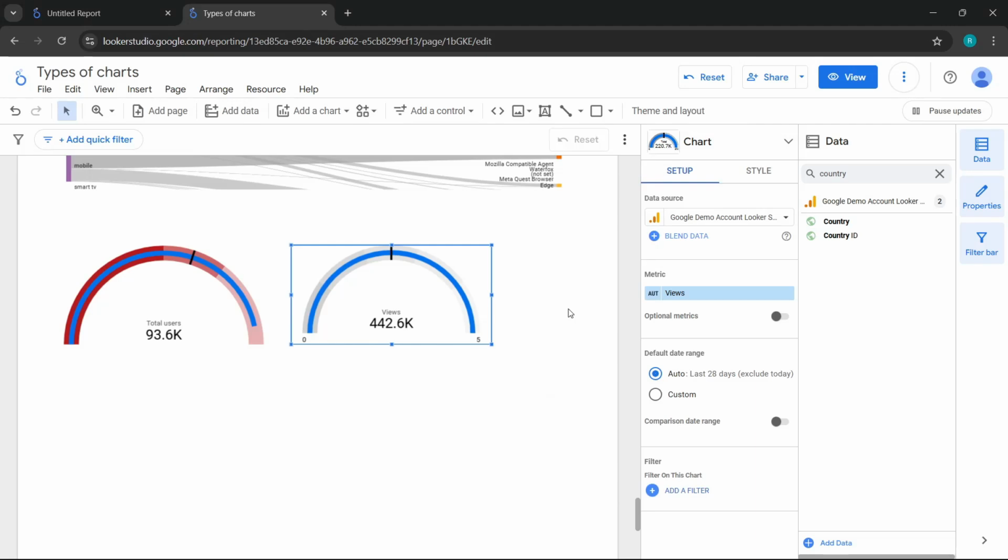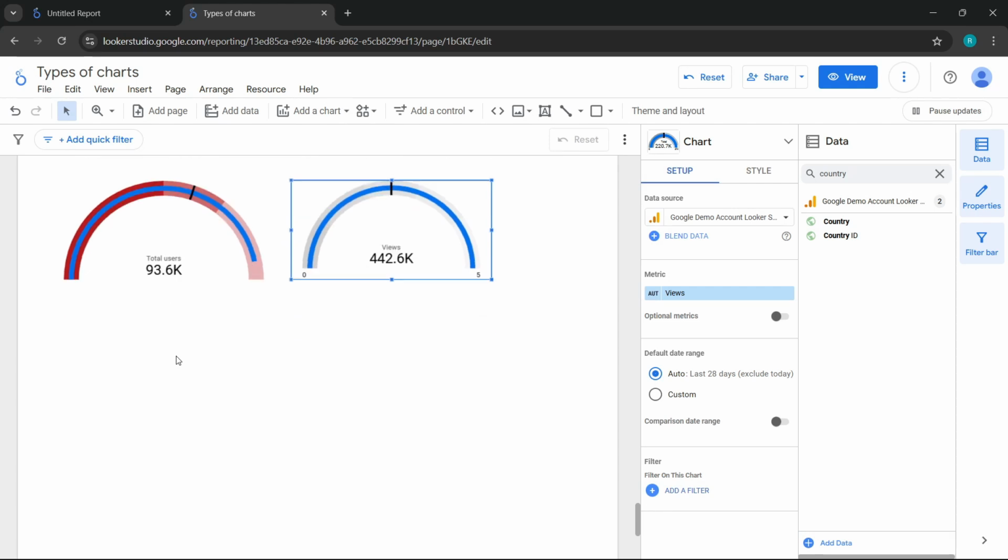Continuing with this series, where we are discussing the different types of charts offered by Looker Studio, today we will see another interesting chart, the bullet chart. This chart allows us to display a summarized metric against certain ranges. Its operation is very similar to the gauge chart we saw in the previous class.